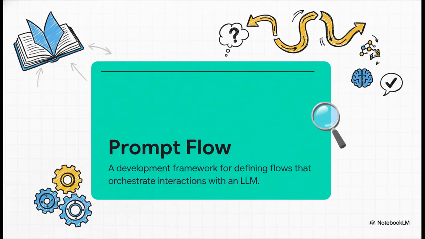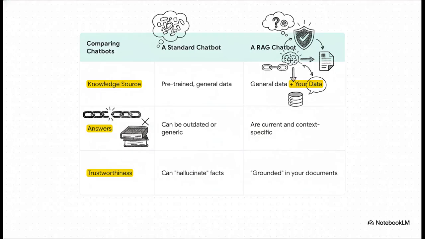Okay, but just handing the AI a library card isn't quite enough, right? It needs to know how to use it. That's exactly where prompt flow comes in. Think of it as the recipe, or the step-by-step workflow that tells the AI precisely how to find the right info and then use it to give you a correct answer. And believe me, the difference this makes is just massive.